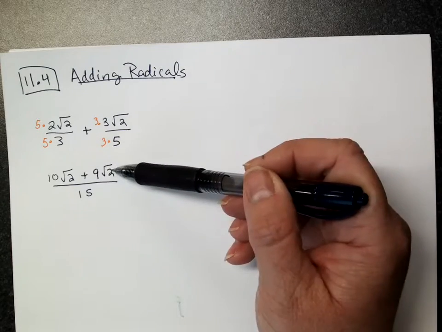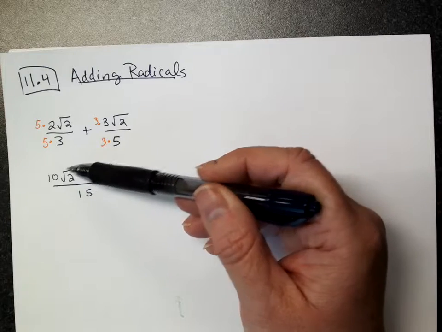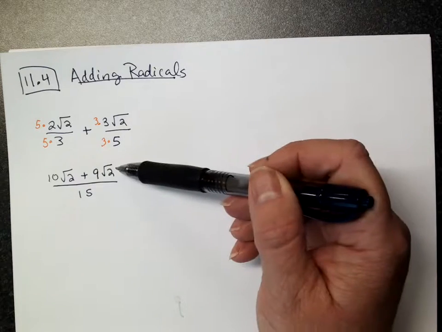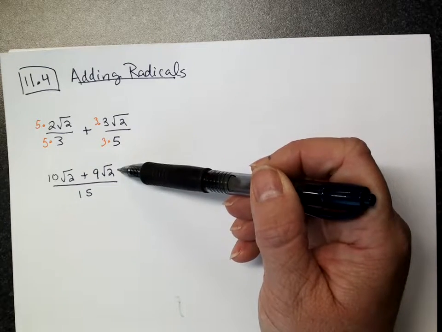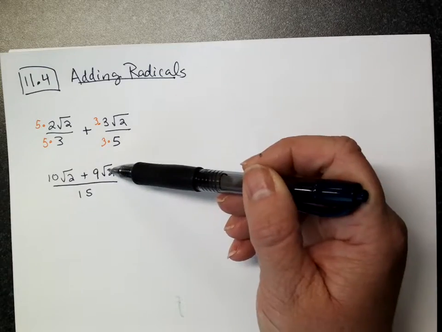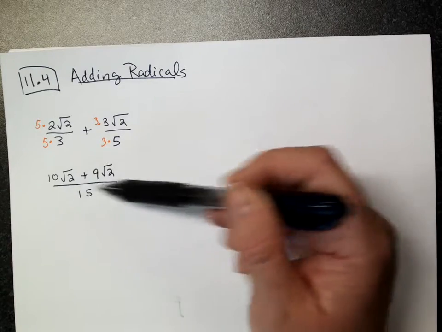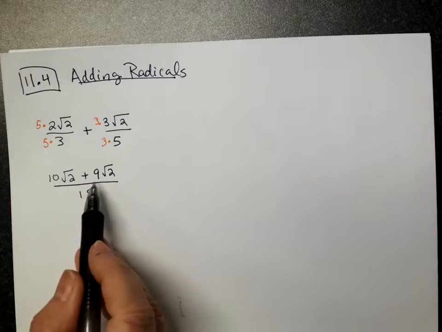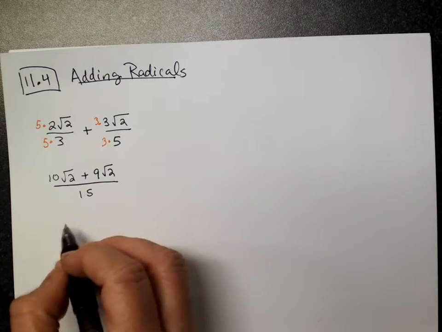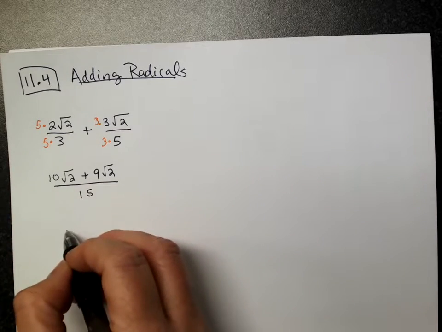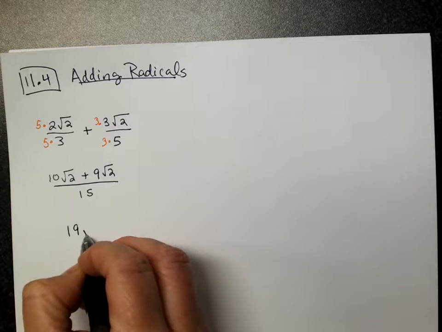So these are all the square root of 2, that's as simple as it gets. So we say, can we add these two things together? Yeah. It's addition of like radicals. Both square roots, same radicand. So we just combine the numerators. So what's our new numerator? We combine the coefficients. What's our new numerator? 19. 19 square root of 2 over 15.